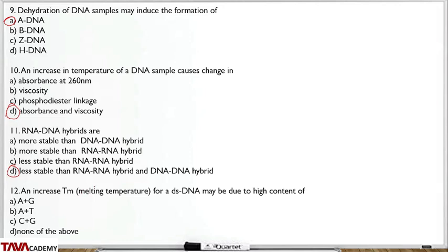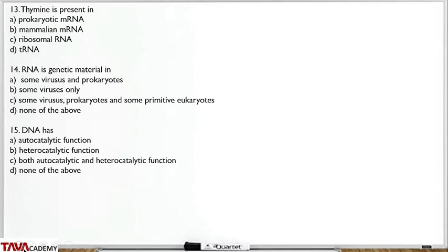An increase in melting temperature of a double-stranded DNA may be due to high content of C and Gs. So the more the C and Gs, the higher the melting temperature. Thymine is present in which RNA? We have ribothymine present in tRNA. RNA is genetic material in some viruses only.